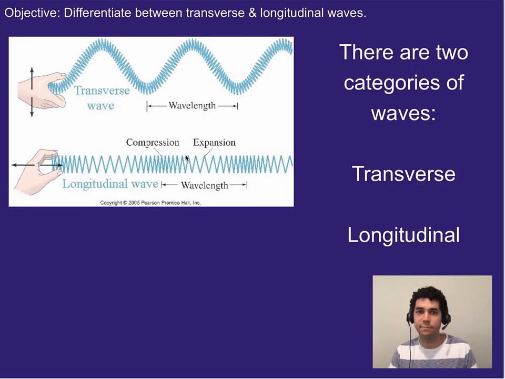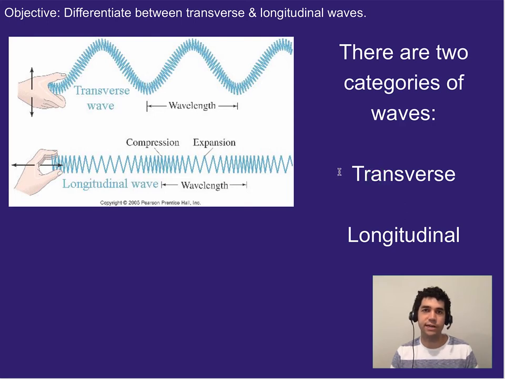All right, so like I mentioned, there are two main categories of waves. These aren't the only two categories of waves. There are others. But these are the two most common ones that you will see. The first is a transverse wave, and the second is longitudinal. We'll actually talk about them in reverse order of that, so longitudinal, then transverse.